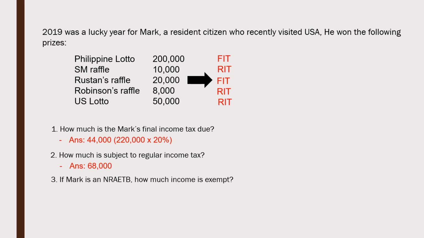If Mark is an NRA at B, how much income is exempt? So for NRA at B, only income from within is taxable. However, the Philippine Lotto is exempt because that's one of the inconsistencies of the TRAIN law. For NRA at B, they remain exempt for PCSO winnings. And US Lotto is exempt because this is from a foreign source, or this is income without. So the correct answer is 250,000.